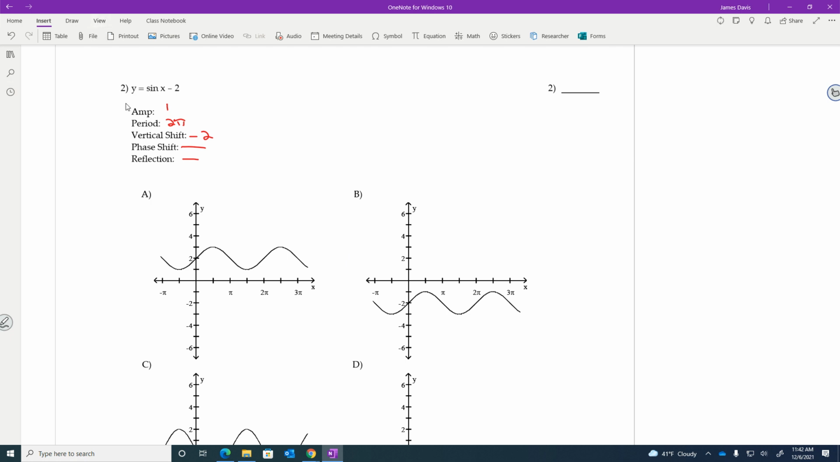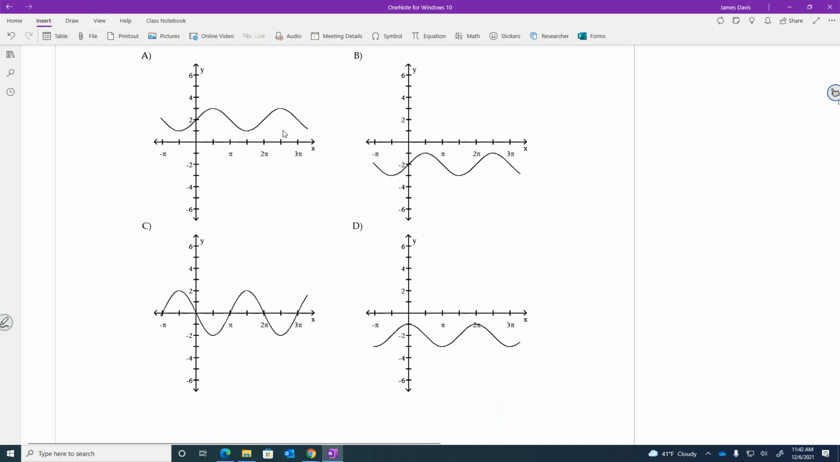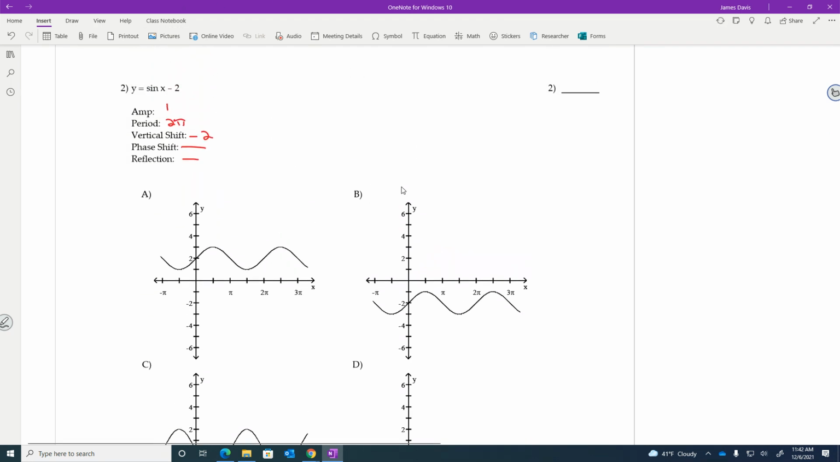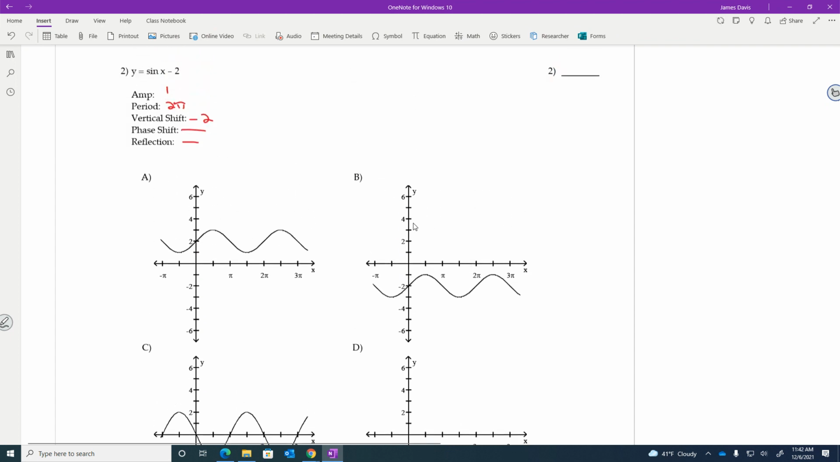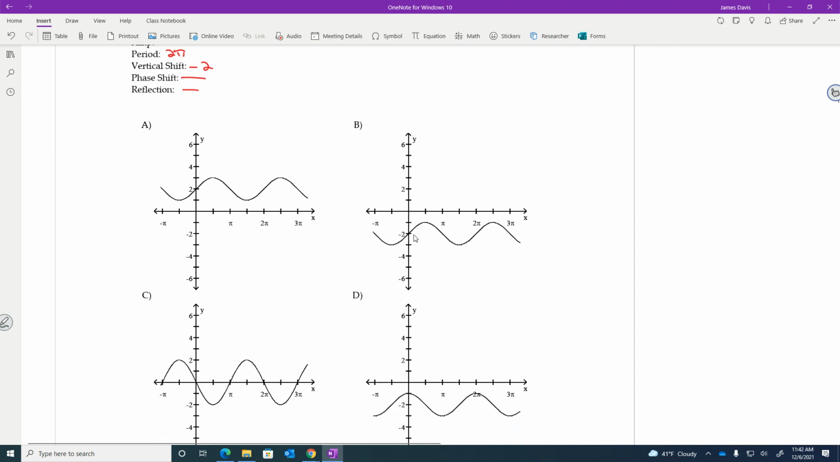So think about what you can eliminate. You need a vertical shift of -2. So only B or D could work, obviously. And then it's just a matter of sine versus cosine. D is a cosine graph and B is a sine graph. So it's going to be B.